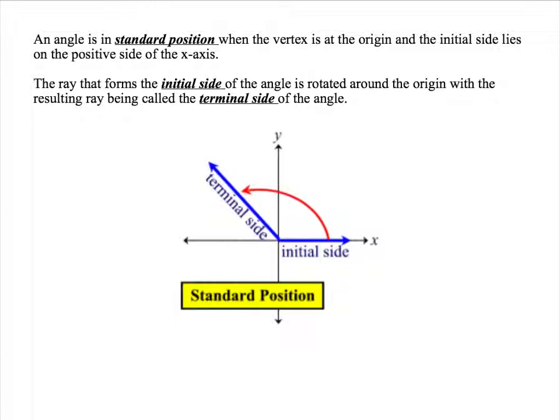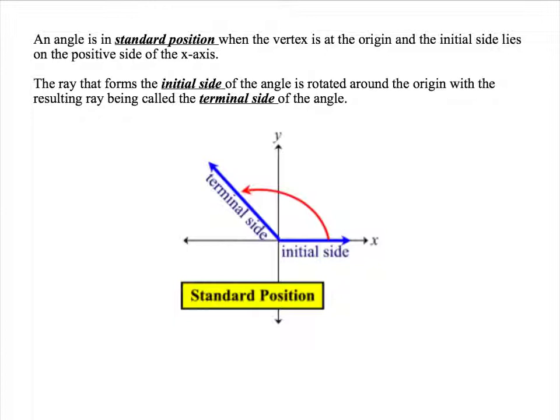If I were to look at this graph here, that definition is saying if I lay my pencil on the initial side and rotate it, that's where I get the terminal side. Your terminal side can rotate all the way around the graph. It could rotate multiple times. Will the initial side rotate? No. Where will the initial side always be? On the positive side of the x-axis.